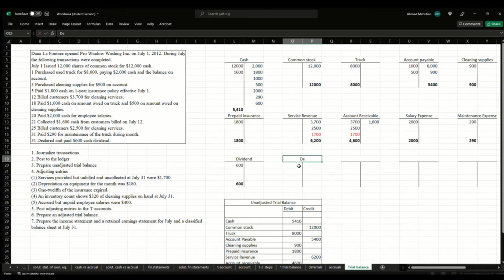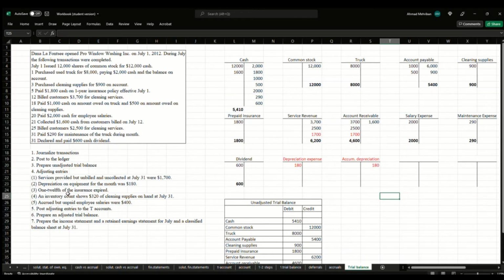And this will be depreciation expense, which will be recorded here, 180. Accumulated depreciation will be entered here, $180. Again, I'll change the color to red because I want to show you that this is the adjusting entry.